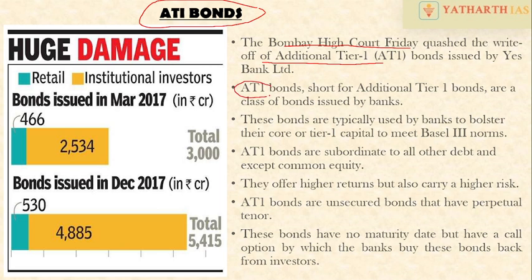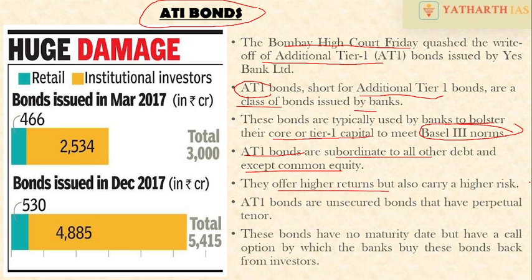So these AT1 bonds, called additional Tier 1 bonds, are a class of bonds issued by the banks. They are typically used by the banks to bolster their core or Tier 1 capital to meet the Basel III norms. AT1 bonds are subordinate to all other debt and senior only to common equity. They offer higher returns but also carry a higher risk. So these bonds are unsecured bonds that have perpetual tenor and they have no maturity date but have a call option by which the banks buy these bonds back from the investors.